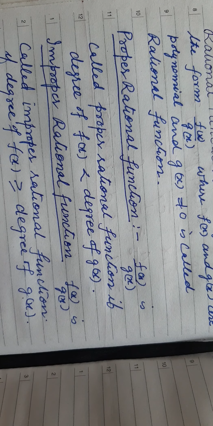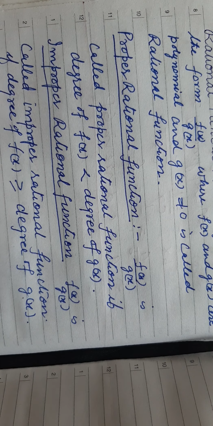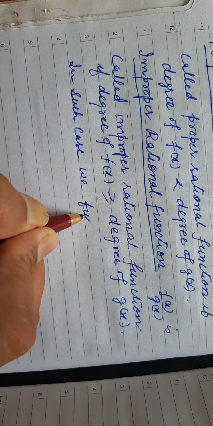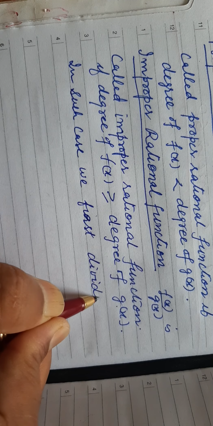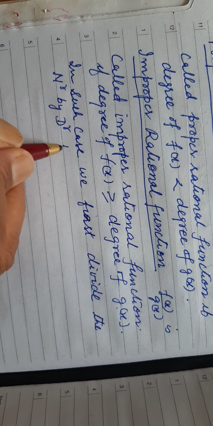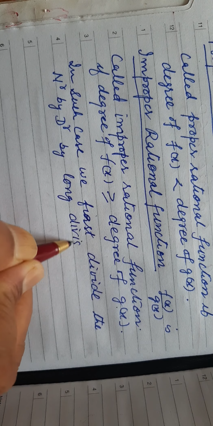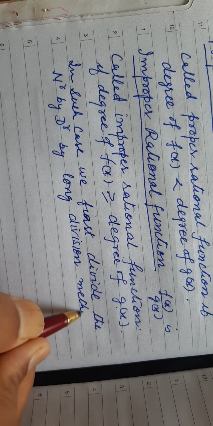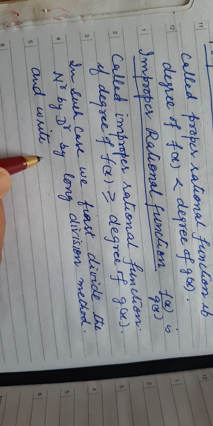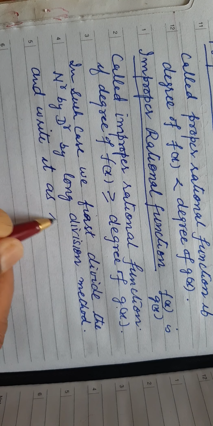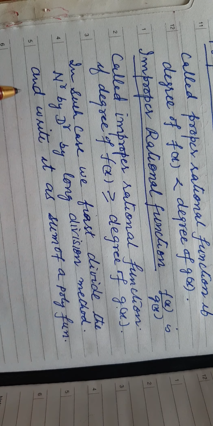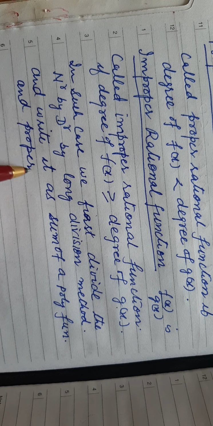If the degree of f(x) is greater than or equal to the degree of g(x), then in such a case we first divide the numerator by the denominator by the long division method, and write it as the sum of a polynomial function and a proper rational function.